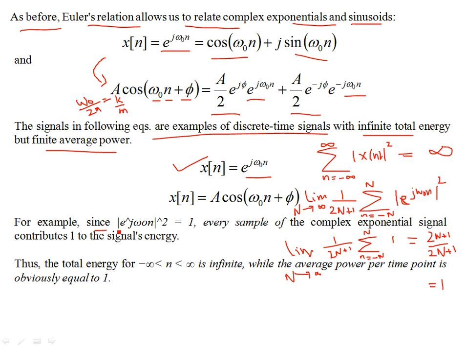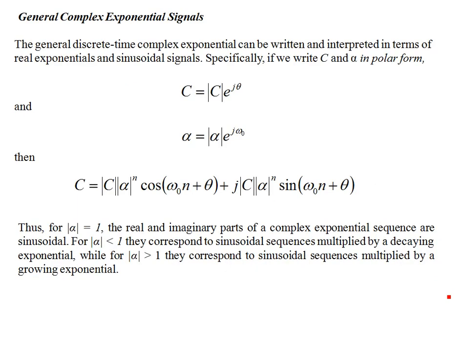Since the magnitude of the exponential squared is 1, every sample of the complex exponential signal contributes 1 to the signal energy. The total energy is infinite. If you take the total energy over the entire length, as n goes to infinity, then it's an infinite energy sequence, while the average power per time is obviously equal to 1. So this is how it comes to 1. Again, these are power sequences. They are not energy sequences because the total energy is infinite.